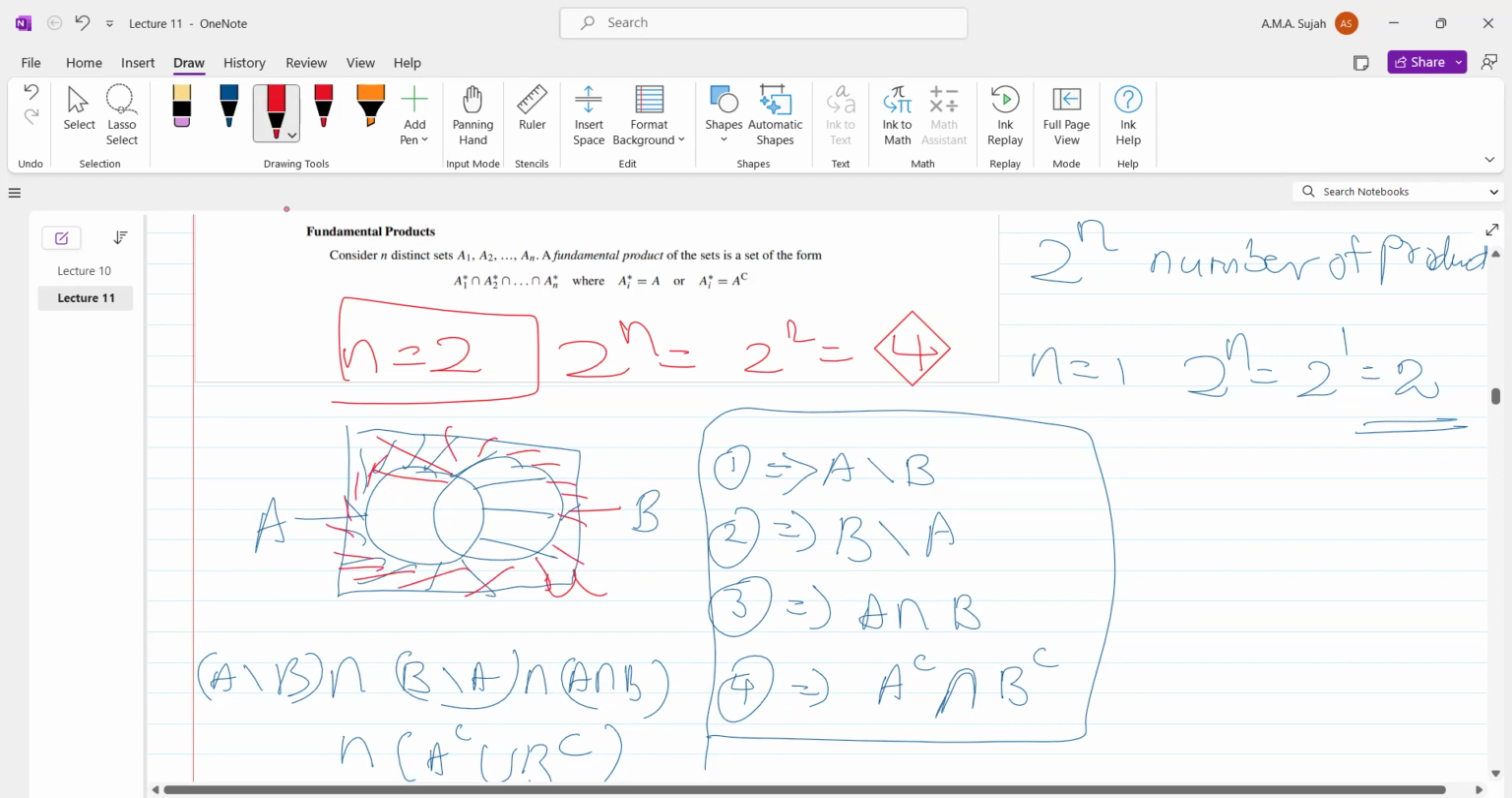So you can omit this one and this one. Then the outside area, we can say A complement intersection B complement. This is if you have two sets, right? Similarly, can you write for three sets?